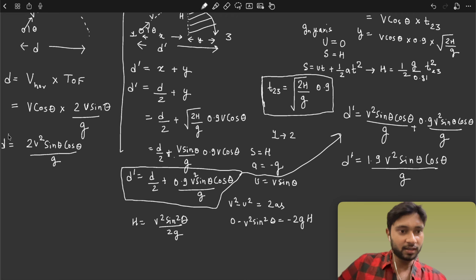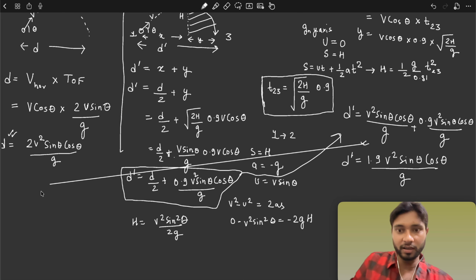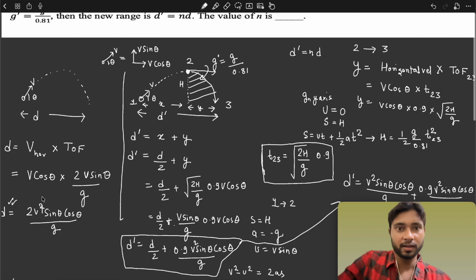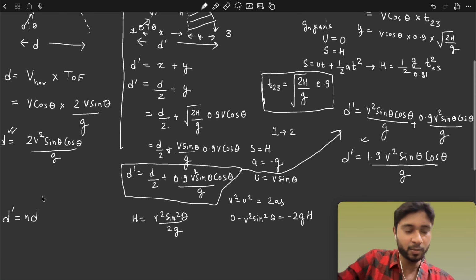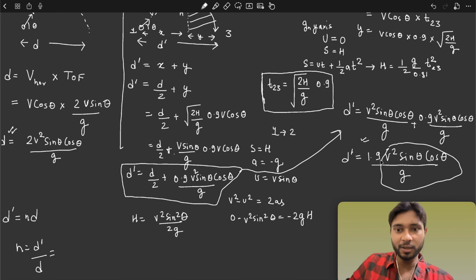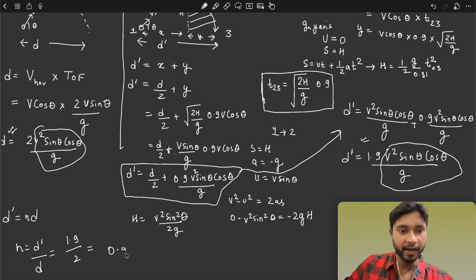And what was d? D was this, d dash is this. D dash is n d. This was given, right? So n is nothing but d dash by d, and all these factors are common, so we can cancel them. So d dash by d is nothing but 1.9 by 2. This is 1.9 times this factor, and this was 2 times this factor. So this is nothing but 1.9 by 2, which is 0.95. So the answer is 0.95.